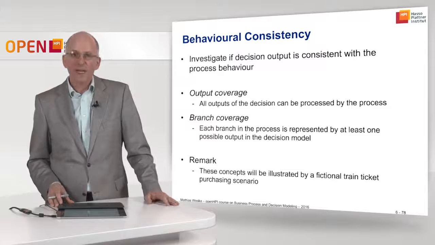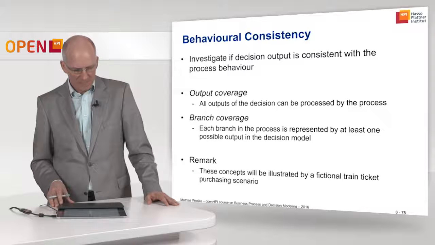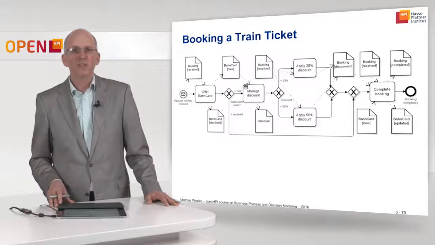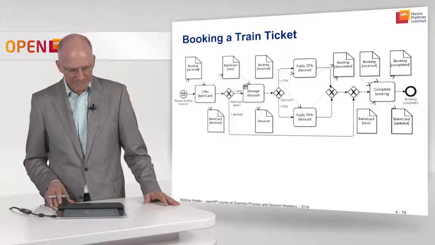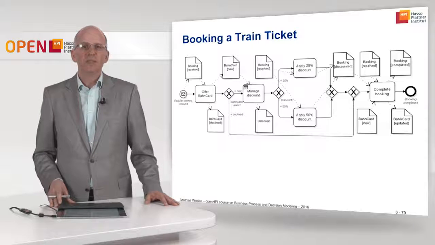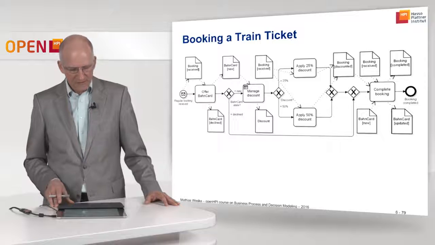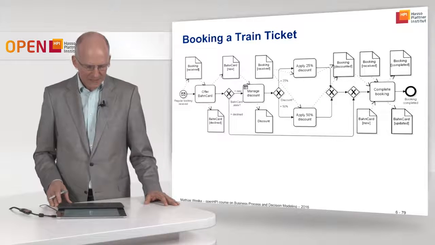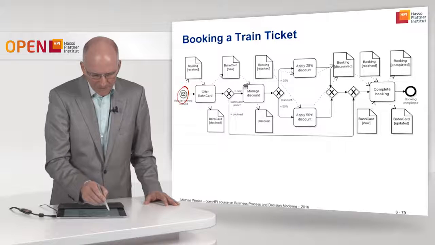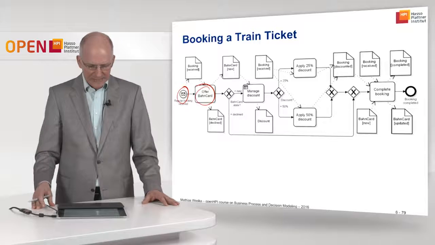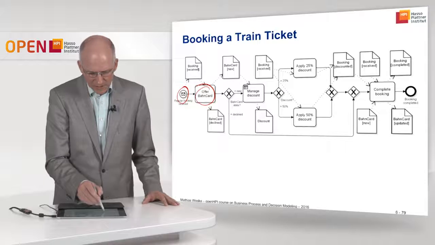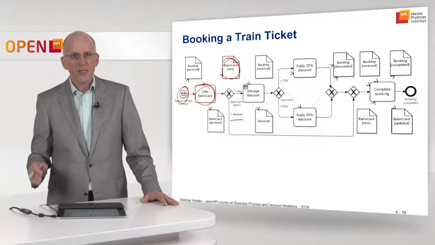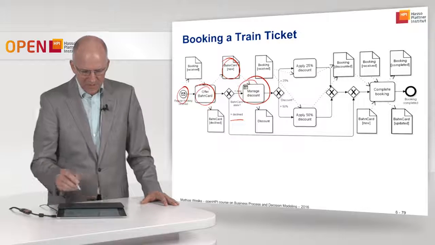As a remark, we use an example also to illustrate output coverage and branch coverage. And this is a fictional train ticket purchasing scenario that we use here, with quite a complex process and with one decision that we want to go into in a bit more detail. This example has been inspired by the German train company Deutsche Bahn, where there are specific discount cards offered called Bahncard. Once a regular booking is received, this process offers this discount card, this Bahncard, and the client has two options. Either he or she can decline and pay the normal price, or he or she can buy a Bahncard and use that to get a lower fare.